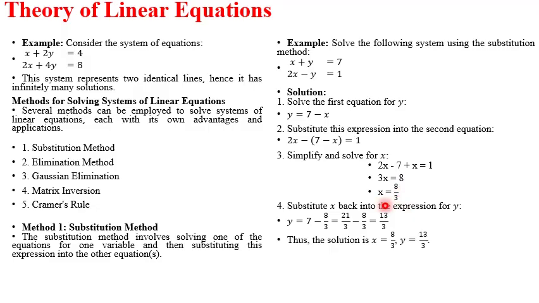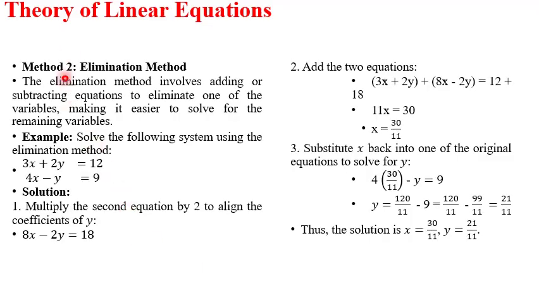After getting x, what you then do is substitute x back into any of the expressions, particularly the expression for y. So when you do that, in this case, that will be 7 minus 8 all over 3. Solving that would give y equal 13 all over 3.